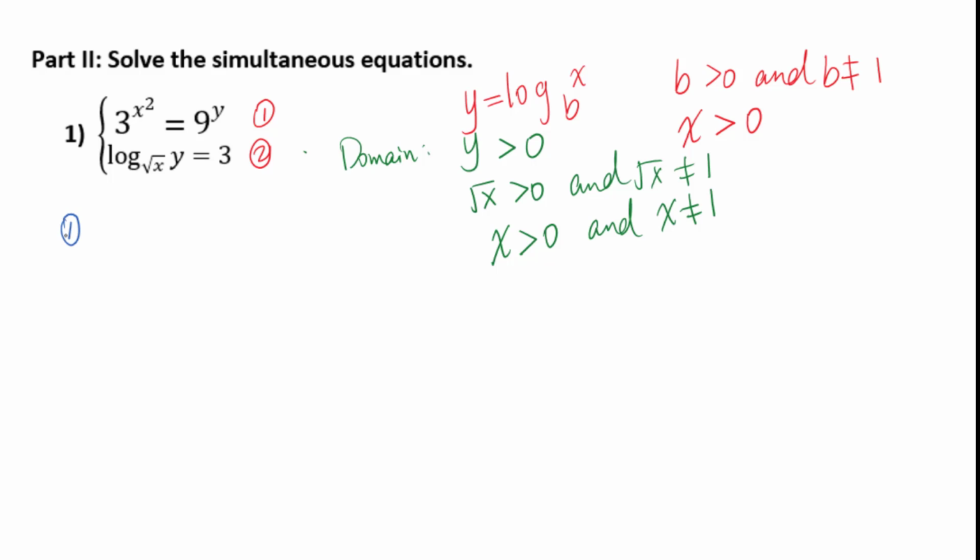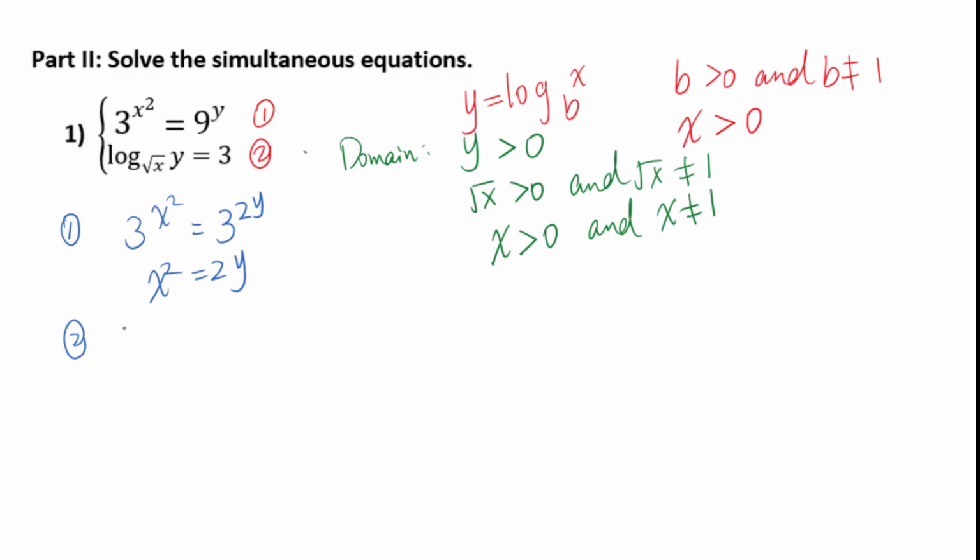For the first equation, we know this is an exponential equation. We can create the same base. 3 to the x squared power equals 3 to the 2y power because 9 equals 3 to the second power. Cancel the base, x squared equals 2y.